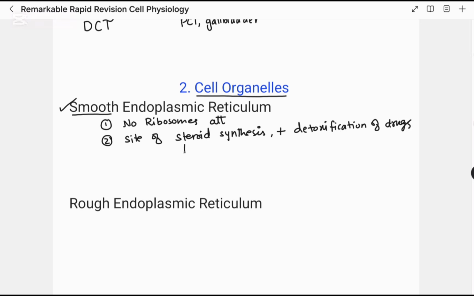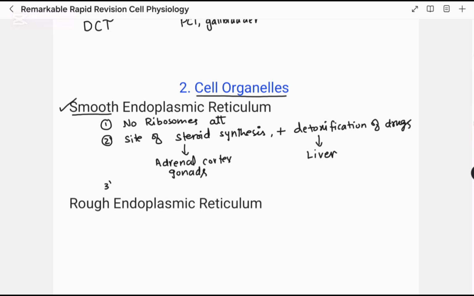तो steroid synthesis कहाँ पे होती है जनरली हमारी बॉडी में? एड्रीनल कॉर्टेक्स में, गोनेड्स में. सो द एड्रीनल कॉर्टेक्स एंड गोनेड्स, इसमें स्मूथ एंडोप्लाज्मिक रेटिकुलम की जो स्ट्रेंथ है या फिर नंबर ऑफ द ऑर्गेनेलीज हैं ये बहुत ज़्यादा होती हैं. सिमिलरली डिटॉक्सिफिकेशन ऑफ ड्रग्स इज़ अ फंक्शन ऑफ लीवर. सो लीवर इज़ ऑल्सो एन ऑर्गन विच इज़ अबंडेंट इन स्मूथ एंडोप्लाज्मिक रेटिकुलम.